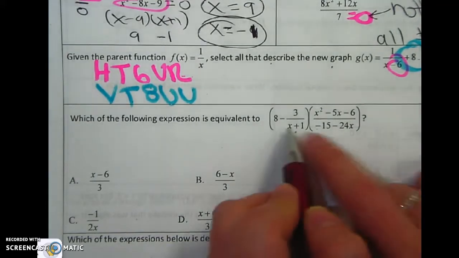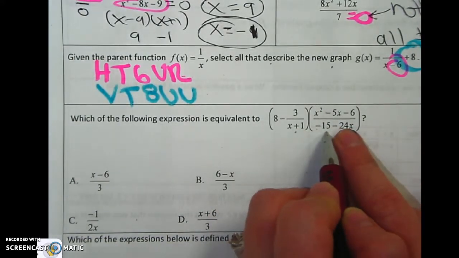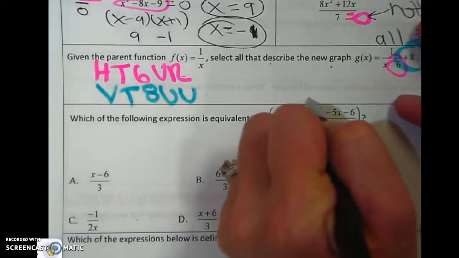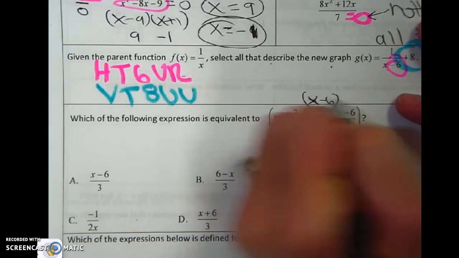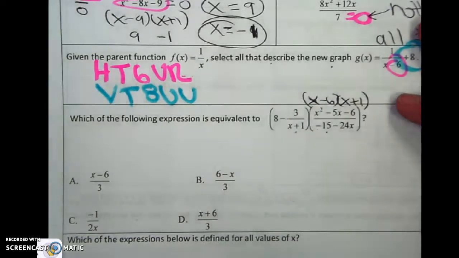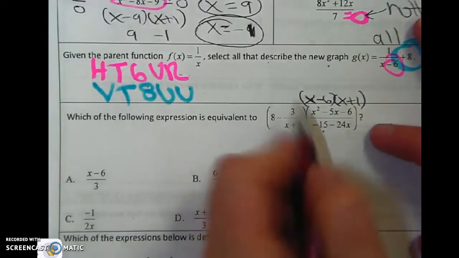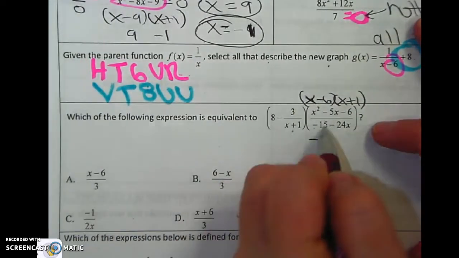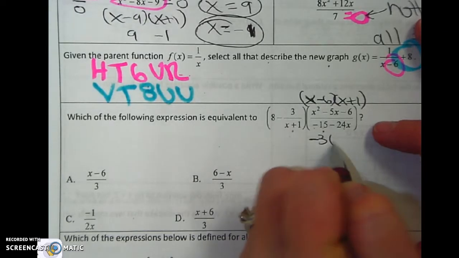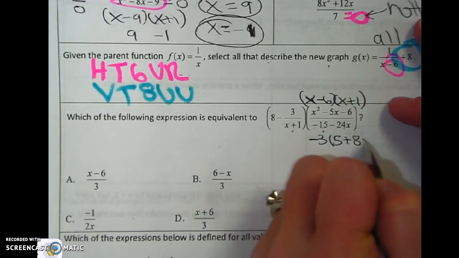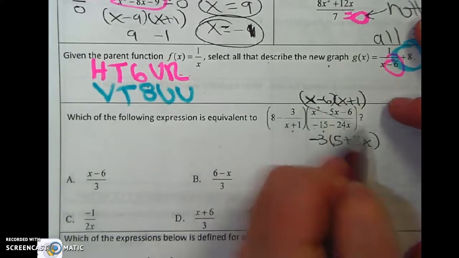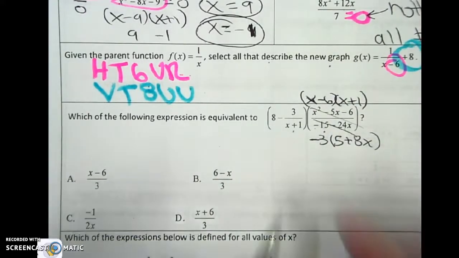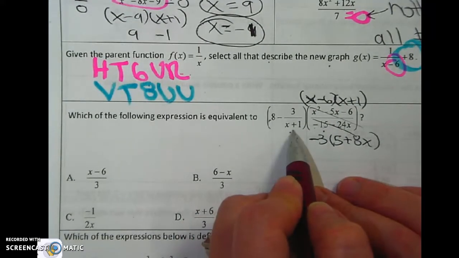So when I look here, this one looks crazier than this one, so I'll just take care of this one first. So this would be x minus 6, x plus 1. And then when I GCF this, I take out a negative because they both have it. 3 goes into both of those, so that would be 5 plus 8x. Okay? So I factor the top and factor the bottom. But I can't factor this because it's subtraction.